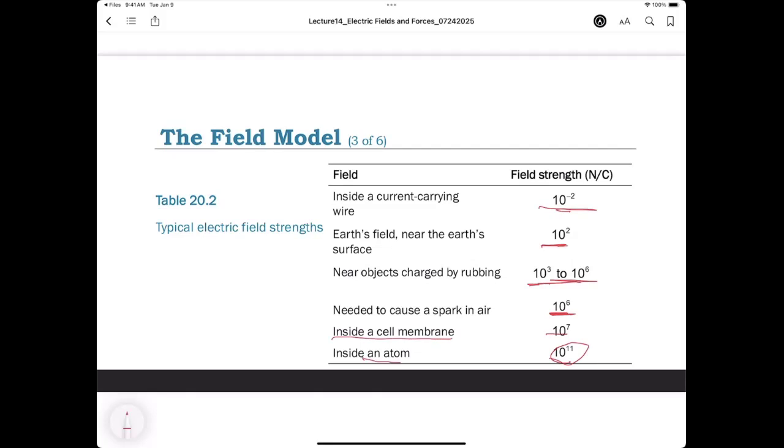You can see that many of our objects are made from atoms, and inside the atom the field strength is very huge, which means it is difficult to break. Does that make sense to you? Okay.